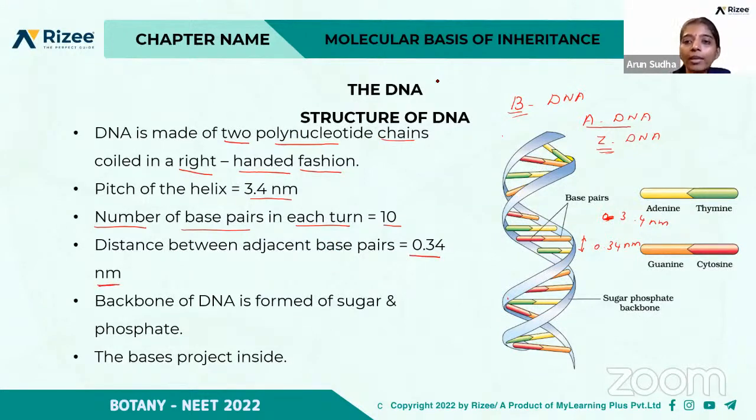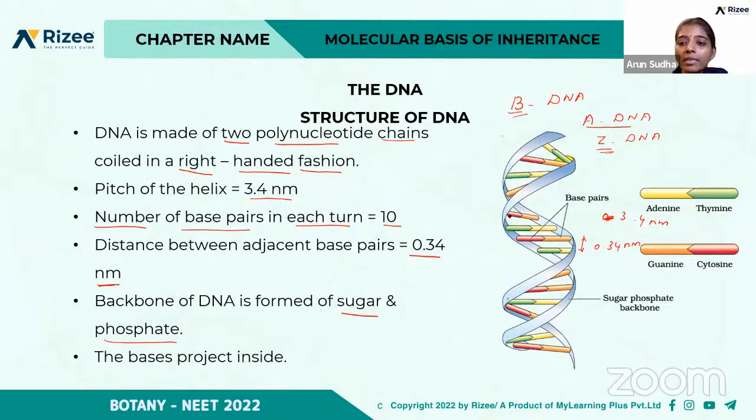Okay. So if you take the backbone, so this is the backbone. The blue colored structure shows the backbone of the DNA, right? So here it is made up of sugar and phosphate. So sugar and phosphate mainly form the backbone of the DNA, right?